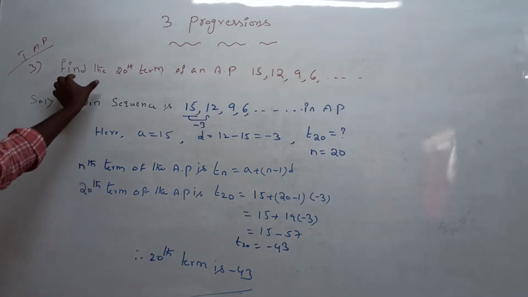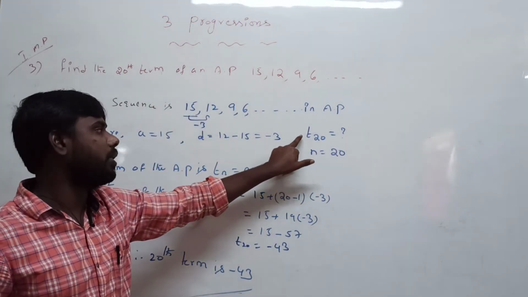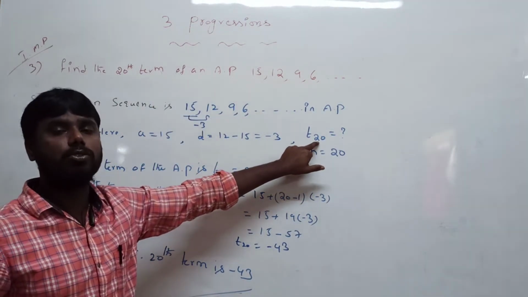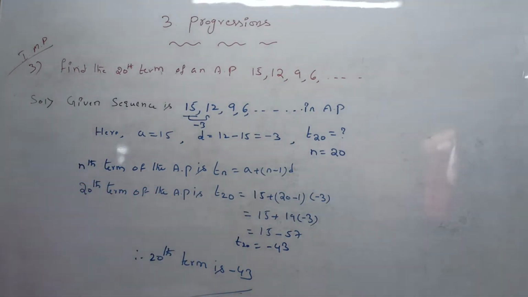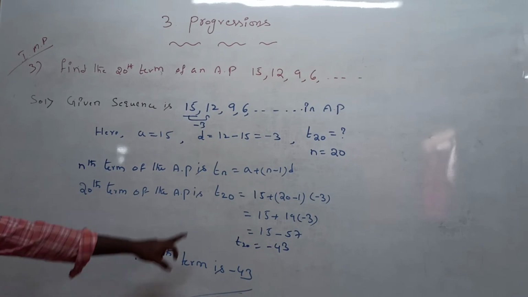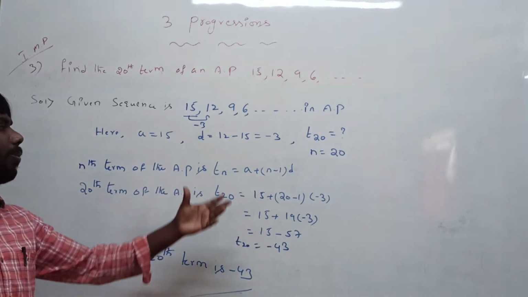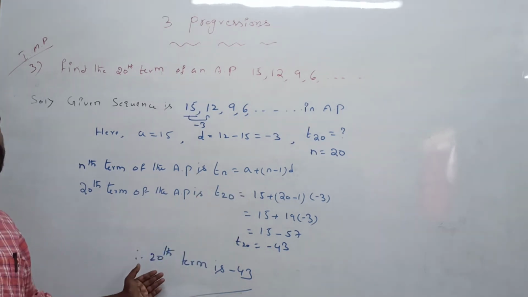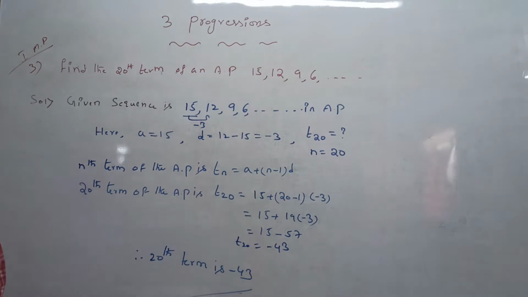Next, to calculate the 20th term, we find Tn, and in place of n we write 20. Now applying the nth term formula of the arithmetic progression, Tn is equal to a plus n minus 1 into d. Applying all the values, finally we get the 20th term. Did you understand? It is clear?